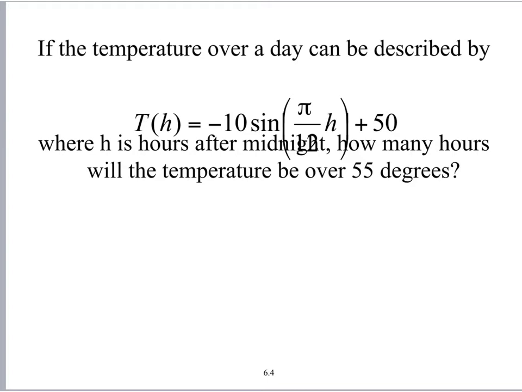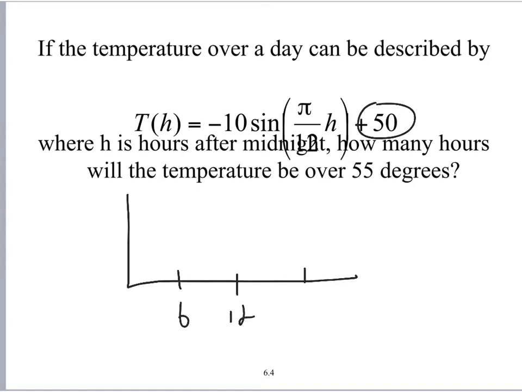You've done some work like this already back in section 6.1 when you were talking about the sine and cosine. So really, what we have here is a midline of 50. This isn't required to solve this equation, by the way, but I think it'll help you understand what's going on, so I'm going to take the time to do it. 24 hours, not 25 hours. We have a midline of 50 degrees. The amplitude is 10, so it's going to be as low as 40, as high as 60.